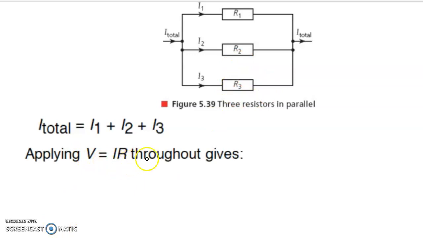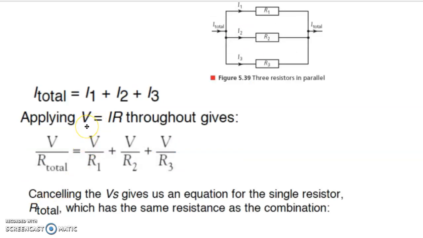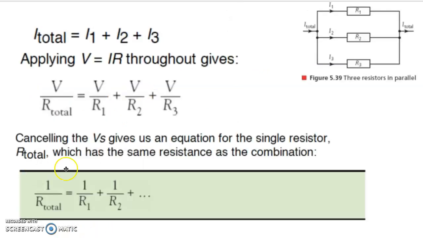Applying V equals IR throughout the entire section would give us the following equation. V over R is current. So, V over RT equals V over R1 plus V over R2 plus V over R3. Now, as stated previously, the voltage across all three is the same as Vt, it's constant. So these can cancel out, leaving the final equation, which is 1 over RT equals 1 over R1 plus 1 over R2, etc. And that's the derivation for these two equations.